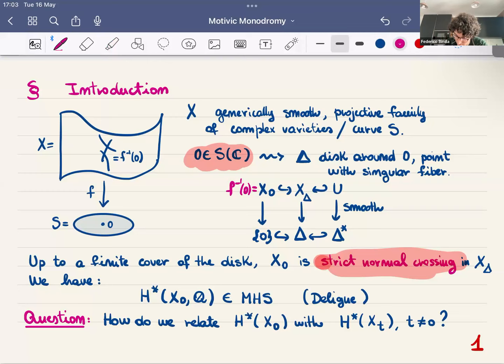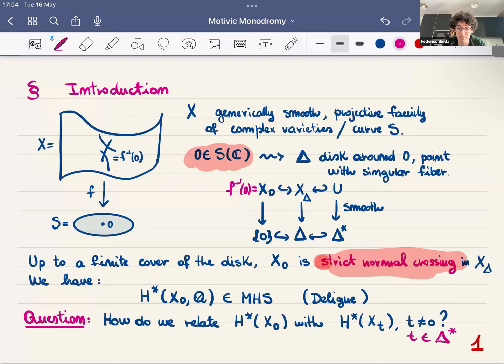on the special fiber. This is a singular variety, right? That's what we just said. And Steenbrink taught us how to attach to such an object a mixed Hodge structure. And the natural question is, how do we relate this gadget, the mixed Hodge structure on the special fiber, with, say, the cohomology of a generic element of the family? So the cohomology of Xt for t an element of the disk, t in delta, without zero.